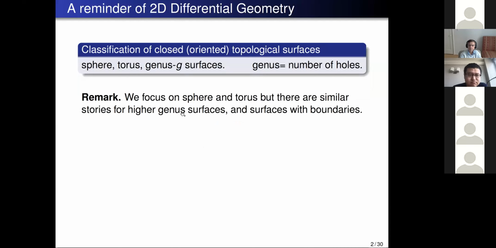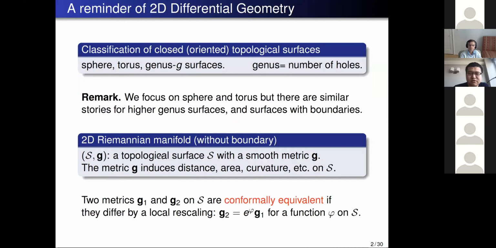Given a topological surface, we can define a smooth metric on the surface to make it a Riemannian manifold. This metric will induce geometrical concepts like distance, area, curvature, and so on. What is most important to us is the notion of conformal equivalence. Two metrics are said to be conformally equivalent if they differ by some local scaling. Here a local scaling can be represented by e to some function on the surface.